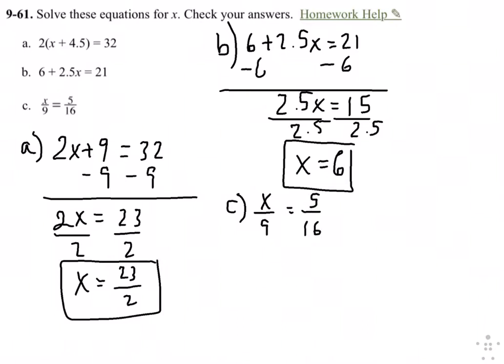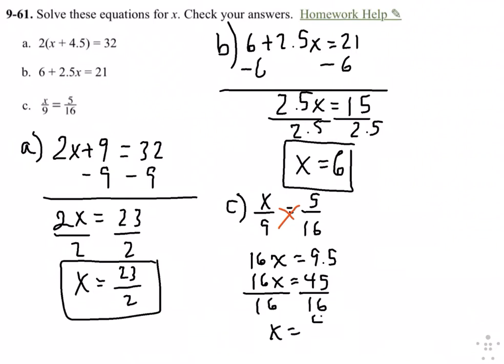And C, the last one, x over 9 equals 5/16. For these, we can cross multiply, right? So we get 16 times x equals 9 times 5. So 16x equals 45. Divide both sides by 16. We get x equals 45/16, right? And there's no common factor, so we can leave it as x equals 45/16.